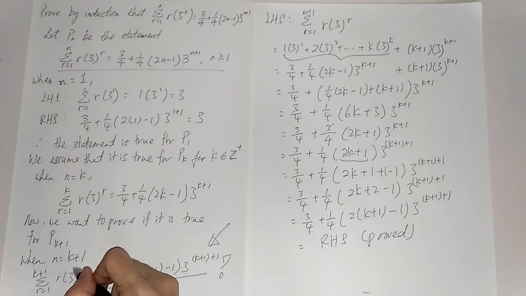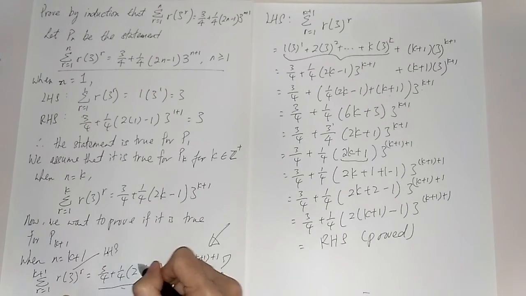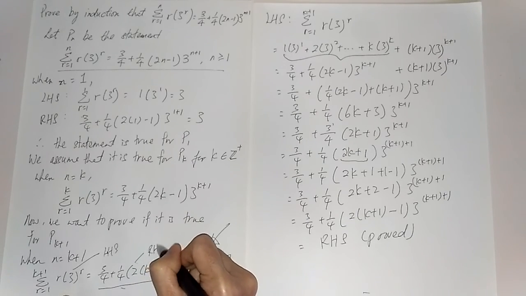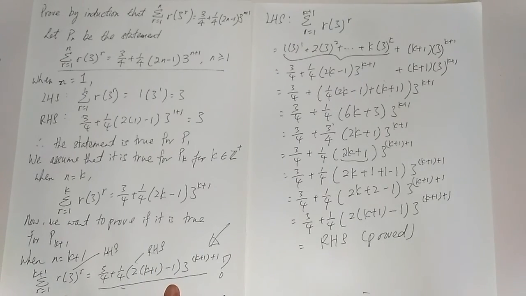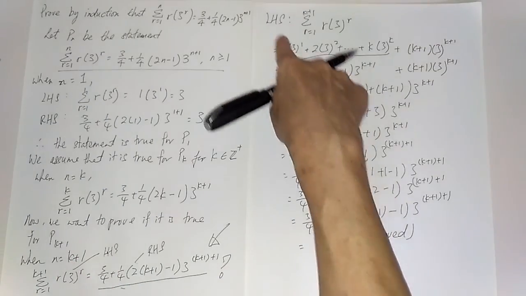So this is the left-hand side, and this is the right-hand side for n equals k plus 1. Therefore, this statement is true for n equals 1, and we assumed that it is true for n equals k, and we have also proved that it is true for n equals k plus 1. So left equals right.